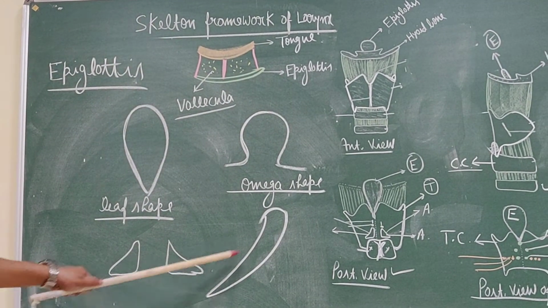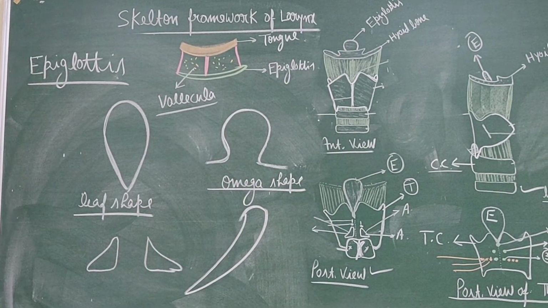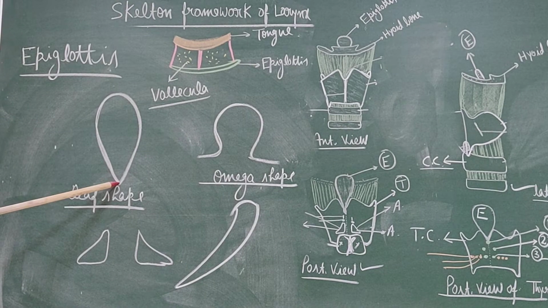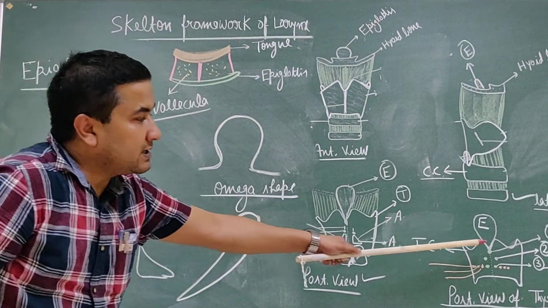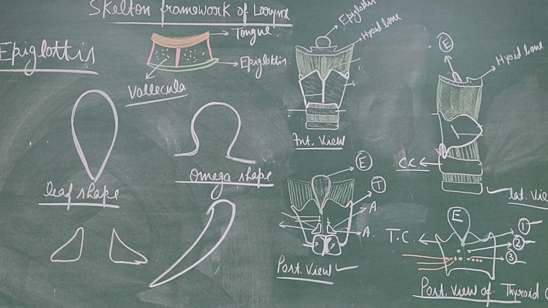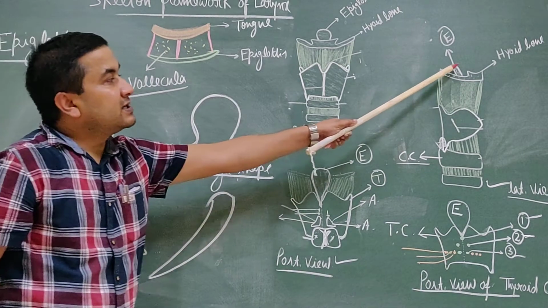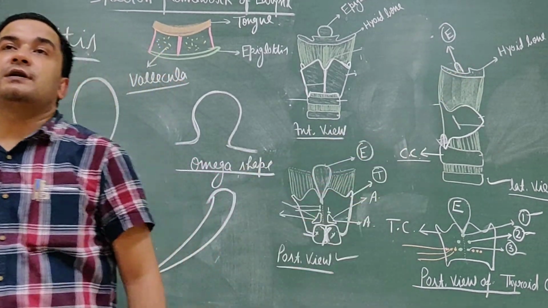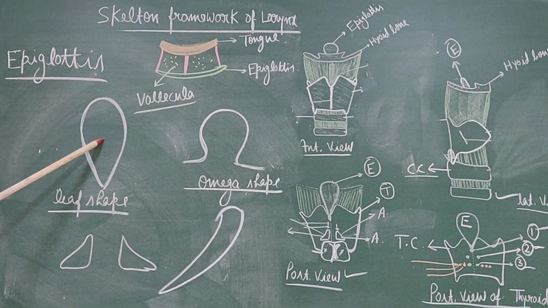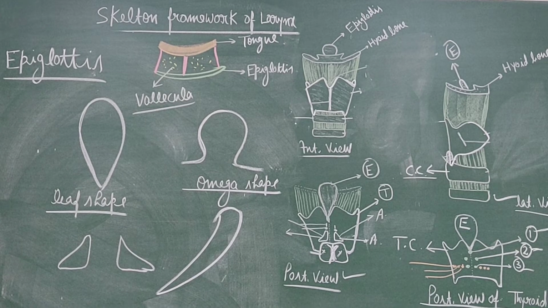It has the lower end and the upper end. The upper end is broad and lies behind the hyoid bone and the root of the tongue, while the lower end is pointed, comes in contact with the posterior surface of the thyroid angle, and is connected by the thyroepiglottic ligament. Being leaf shaped, it has two surfaces: in front the anterior surface, and behind the posterior surface towards the laryngeal inlet.